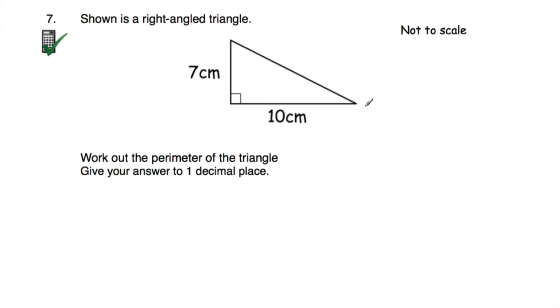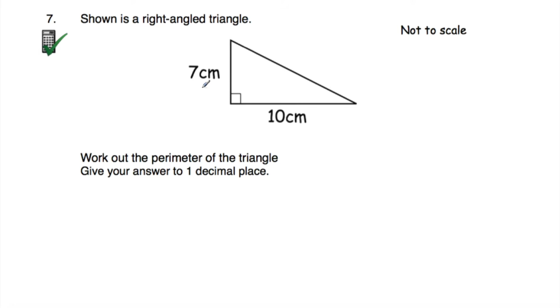So we want to add up the length of the 3 sides of the triangle. Now we know 2 of them, 7 plus 10 is equal to 17 centimeters. So the distance from here to here is 17 centimeters. We need to work out this distance as well, so we can then add that on to find the whole perimeter of the triangle. So we need to find the length of this side, and we're going to use Pythagoras' theorem to do that.